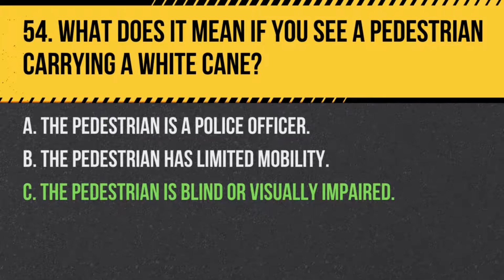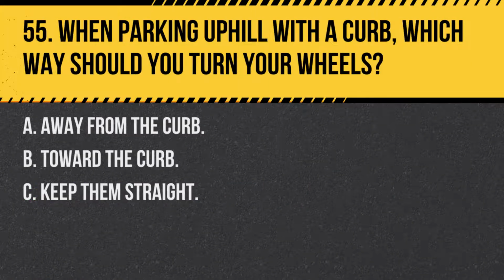Answer. C. The pedestrian is blind or visually impaired. Drivers should exercise extra caution and give the right-of-way. Question 55. When parking uphill with a curb, which way should you turn your wheels? A. Away from the curb. B. Toward the curb. C. Keep them straight.